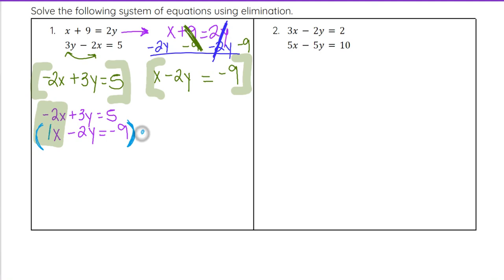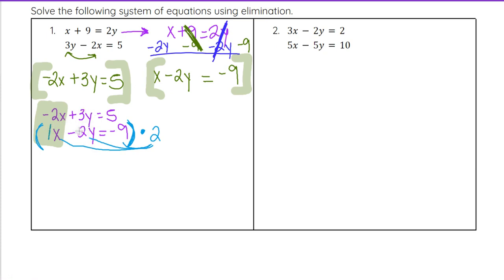And in order to do that, I'm going to multiply by positive 2, and I have to do it on both sides. So I will do it to each term in this equation. And again, I picked the x's instead of the y's because 1 could be multiplied by a whole number to give me 2, and 2 plus negative 2 is 0.